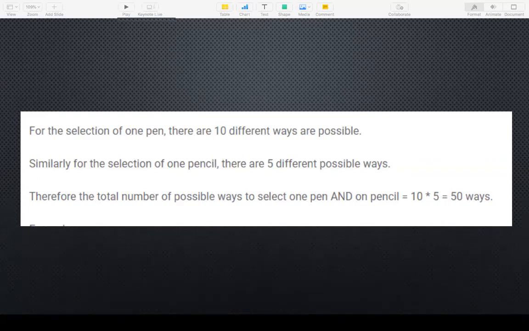This will be one pencil, not on pencil. Because according to the question, selection of a pen and selection of a pencil was done in succession, one after the other. Okay, so the answer is 10 into 5, which is 50.